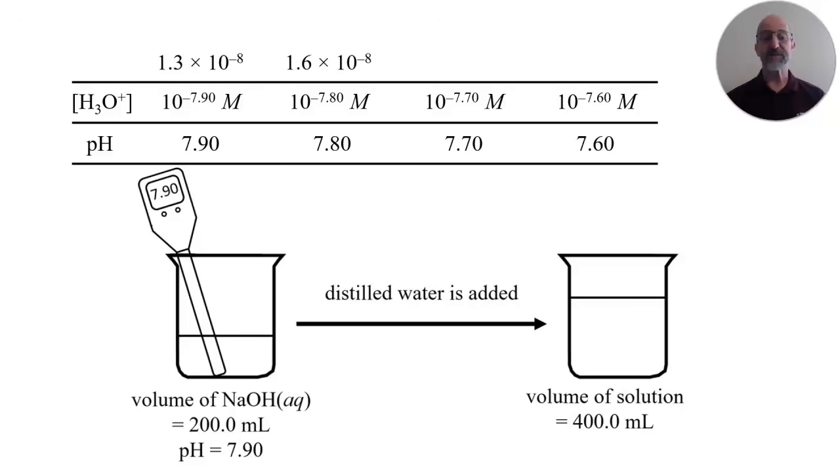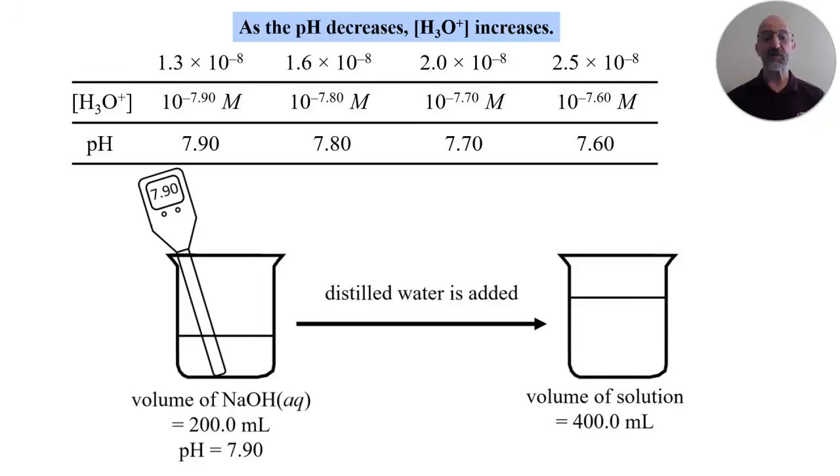Now that becomes 1.6 times 10 to the negative 8. Now it becomes 2 times 10 to the negative 8. Now it becomes 2.5 times 10 to the negative 8. So we are now answering this question.